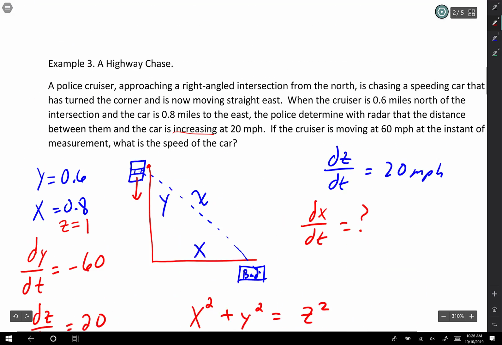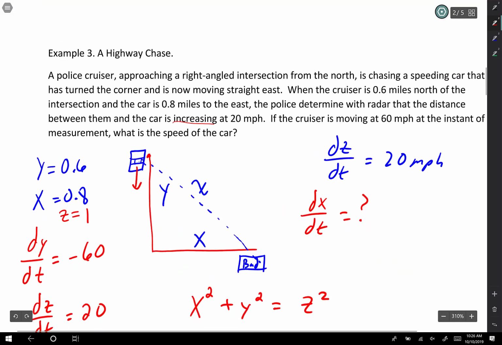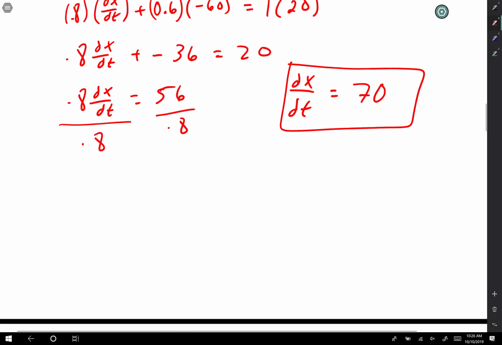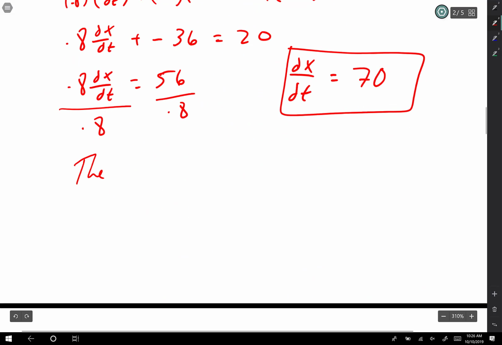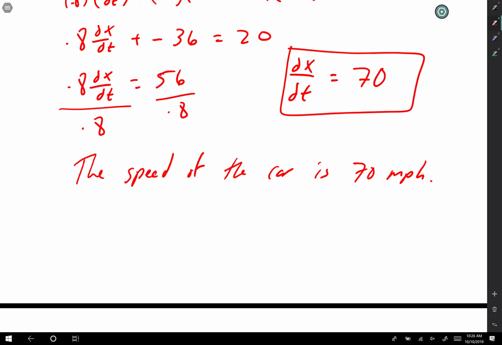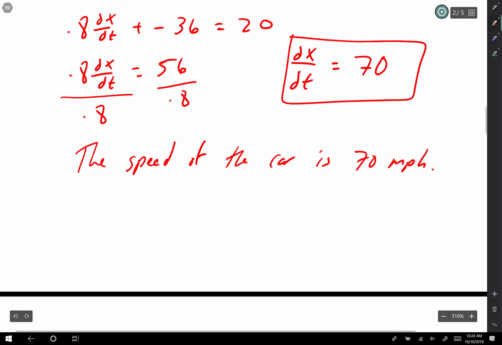If the cruiser is going, what is the speed of the car? I would just write the speed of the car is 70 miles per hour. For now, that's good. Later on, we'll be more specific, but for now, that's good. How do we feel? Good, right? Pretty cool? Or not cool?